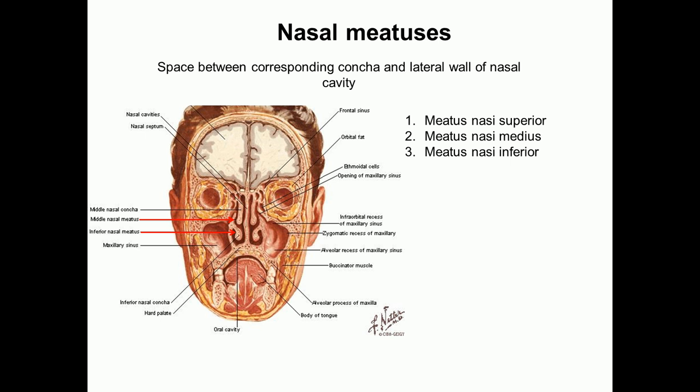So there are three meatuses, nasi superior, medius, and inferior, which are located between the corresponding concha and the lateral wall of the nasal cavity. But besides these three meatuses, we can find also meatus nasi communis. What is it? Meatus nasi communis. It's the space between the nasal septum and conchae nasalis.